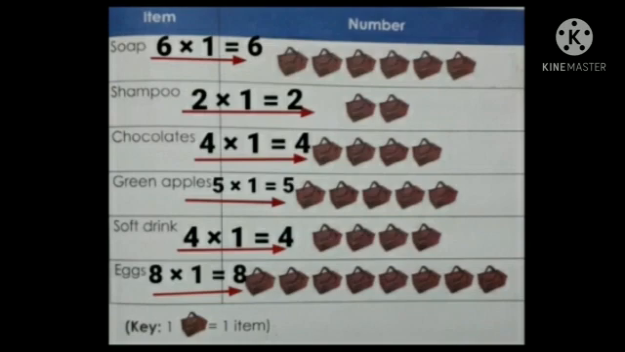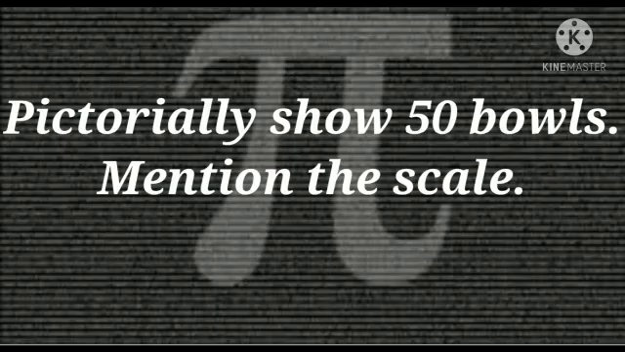Green apples are represented by 5 pictures, so 5 multiplied by 1 gives you 5. So 5 green apples he has purchased. Soft drinks are represented by 4 pictures, so 4 multiplied by 1 gives you 4. So 4 soft drink bottles he has purchased. Eggs are represented by 8 pictures, so 8 multiplied by 1 gives you 8. So 8 eggs he has purchased. Moving on to the next example.